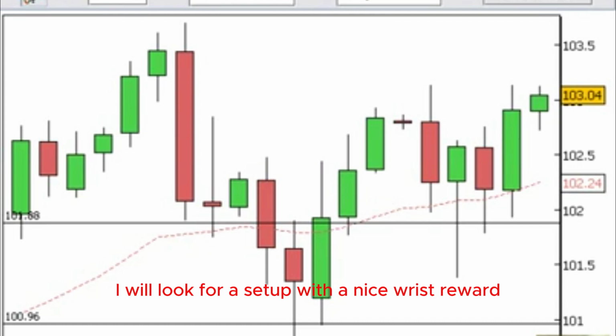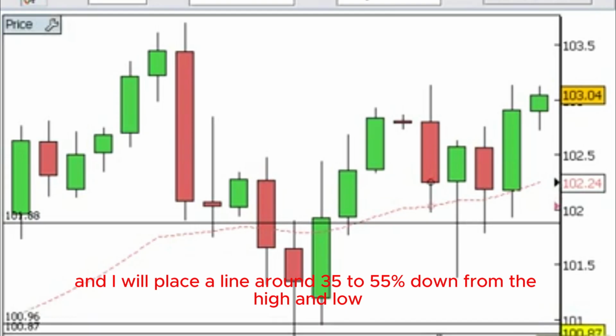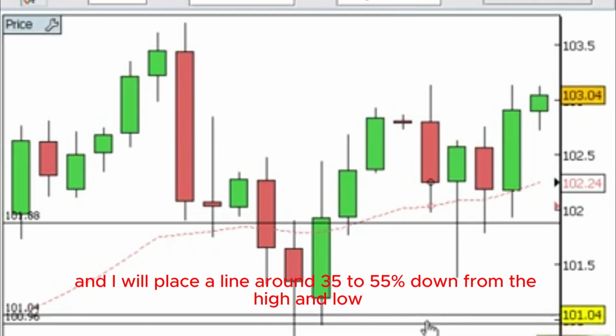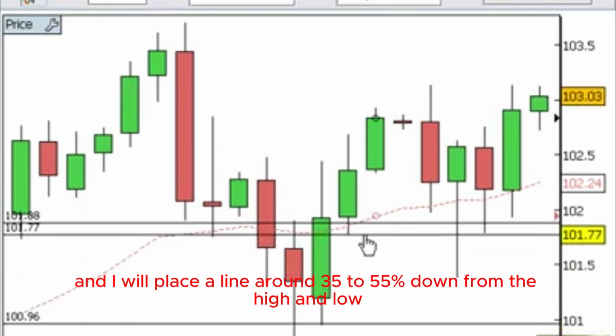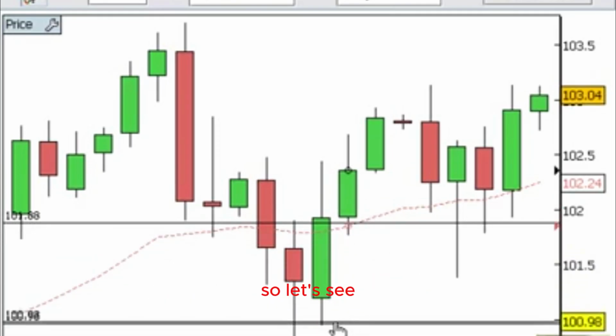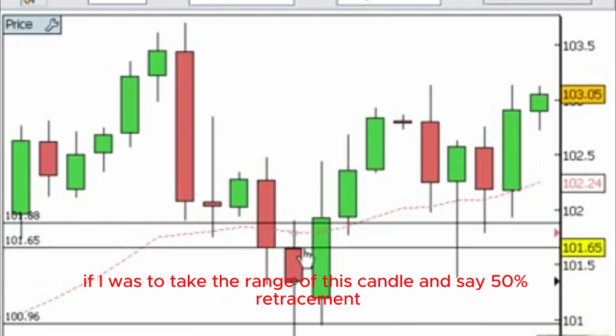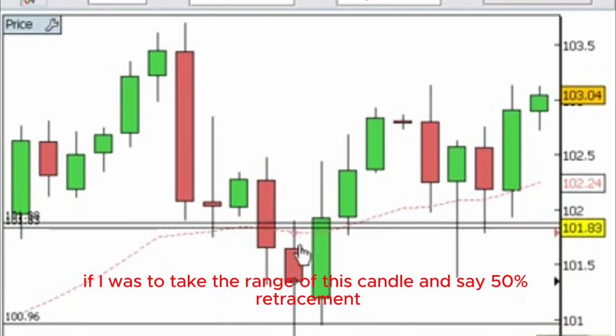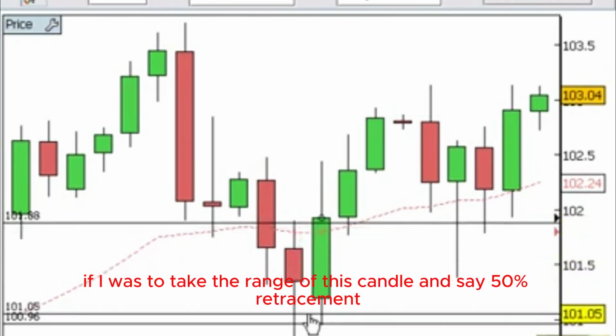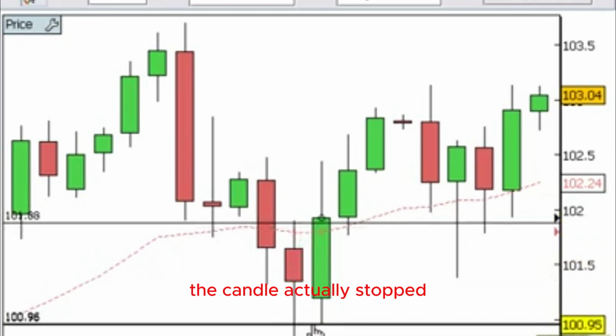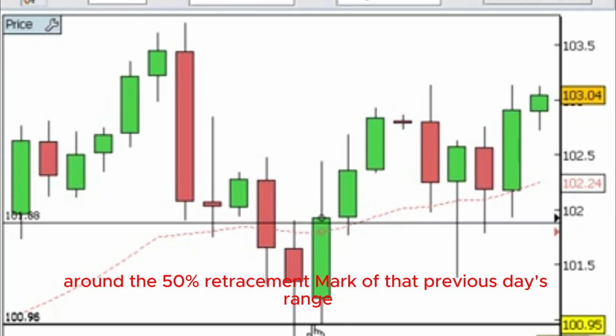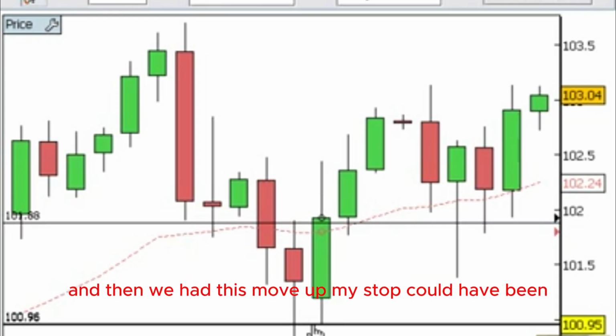I will look for a setup with a nice risk reward, and I will place a line around 35 to 55% down from the high and low. So let's see. If I was to take the range of this candle and say 50% retracement, the next candle stopped exactly around the 50% retracement mark of that previous day's range. And then we had this move up.